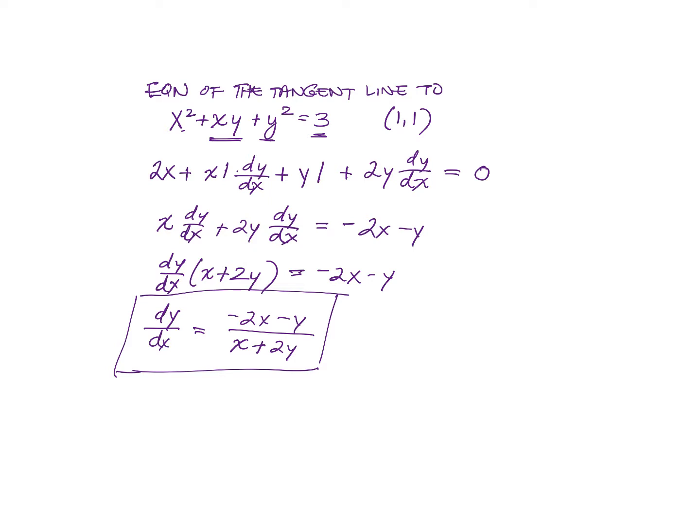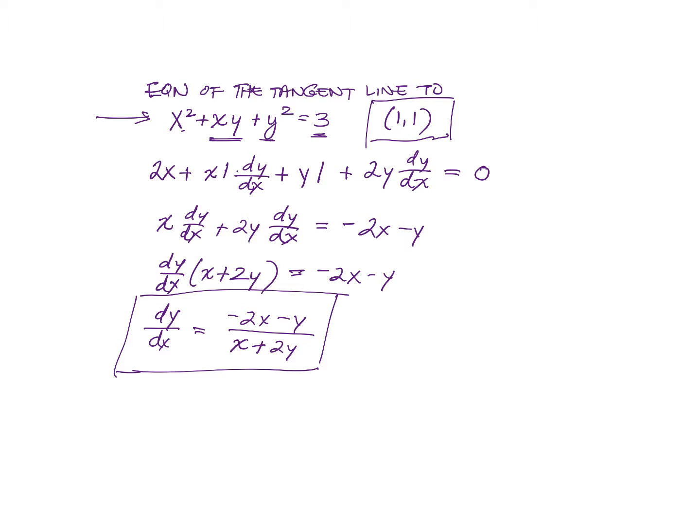And all we need to do to find the equation of a line is to have a slope and a point. And this is the point they gave us, (1, 1). Now, if they had only given us the x value of 1, we would have needed to find the y value. And in order to find the y value, we would have had to plug the x value into the original equation. But they gave us both, so that's handy.